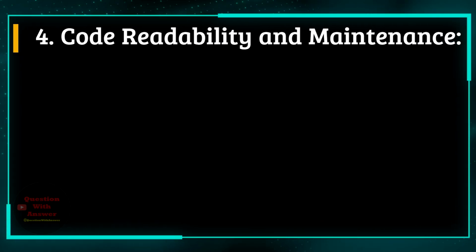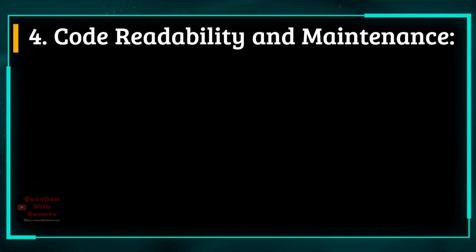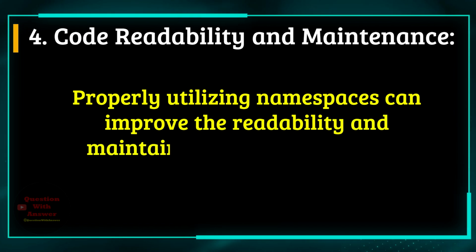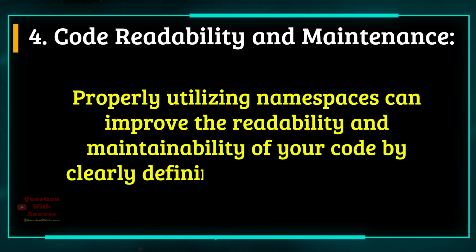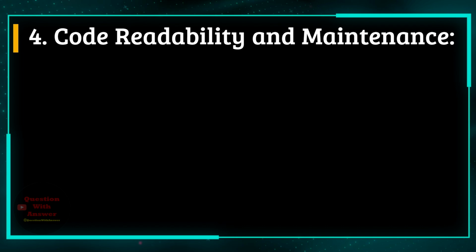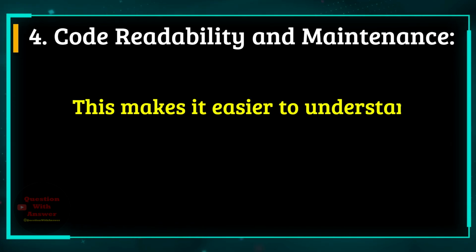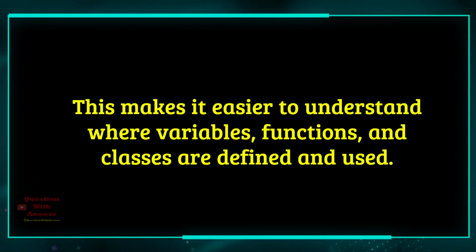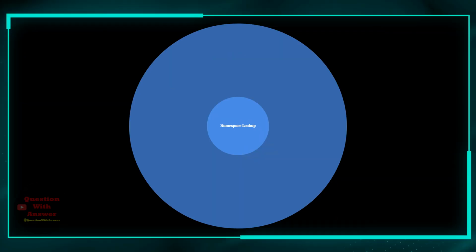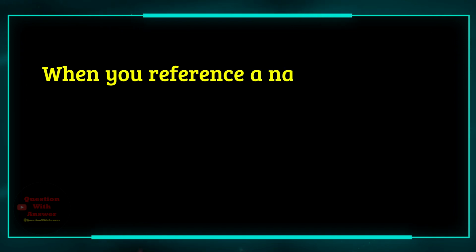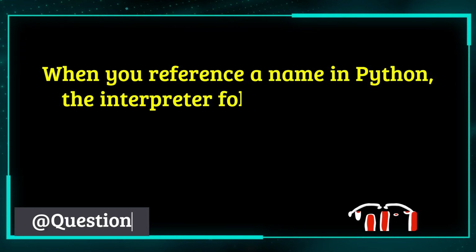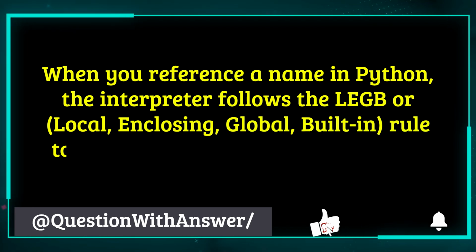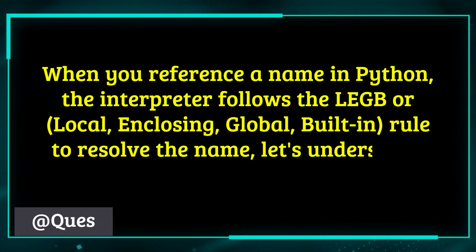4. Code readability and maintenance. Properly utilizing namespaces can improve the readability and maintainability of your code by clearly defining the scope of names. This makes it easier to understand where variables, functions, and classes are defined and used. Namespace lookup. When you reference a name in Python, the interpreter follows the LEGB or local, enclosing, global, built-in rule to resolve the name. Let's understand one by one.